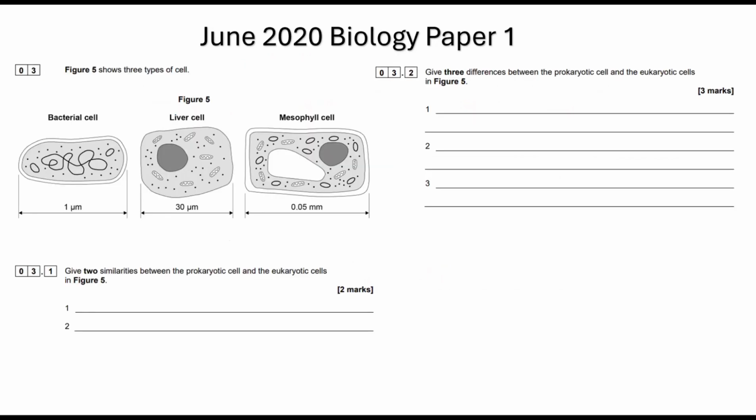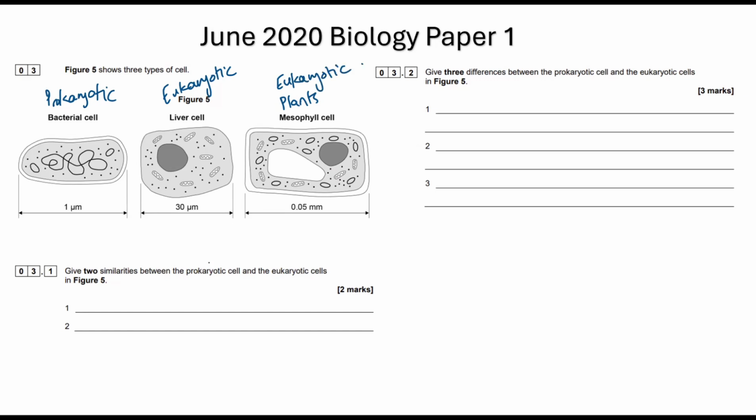Next question. Figure 5 shows 3 types of cells. Bacteria, this is our prokaryote. Liver cell, which we find in animals, so this is our eukaryotic cells. And then a mesophyll cell, that we find in plants, so that's also eukaryotic cells.